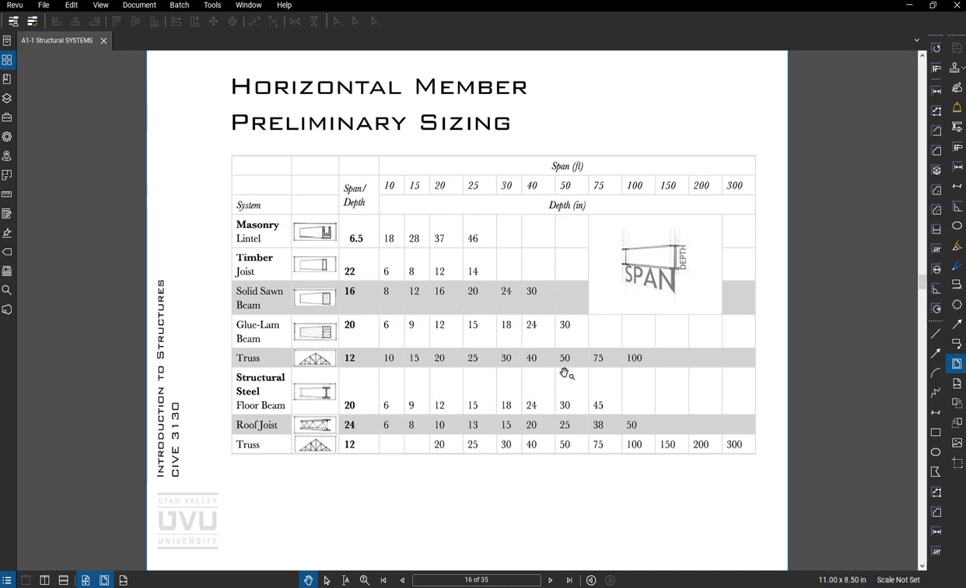Preliminary sizing guide for masonry. So lintel, if you have a 25-foot span, maybe start around a 46 inch deep masonry lintel and maybe round that up to an even 8 inches.